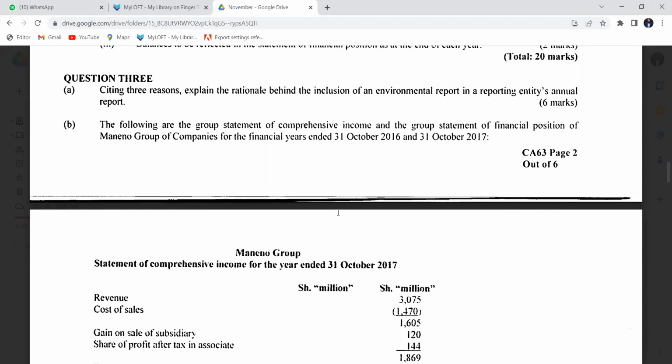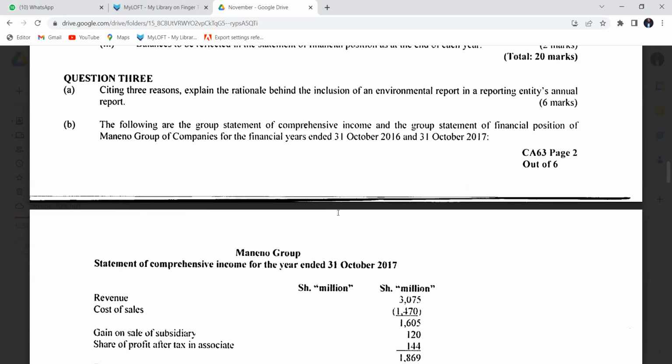But now here you will find that there's a subsidiary acquired or disposed. How do you incorporate it in the presentation of your cash flow statement? You need to know how you incorporate it in the presentation of cash flow statements.